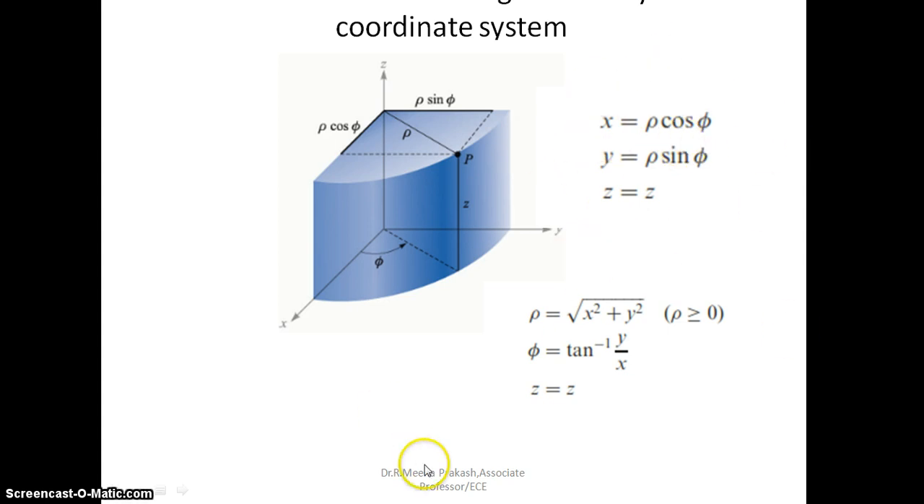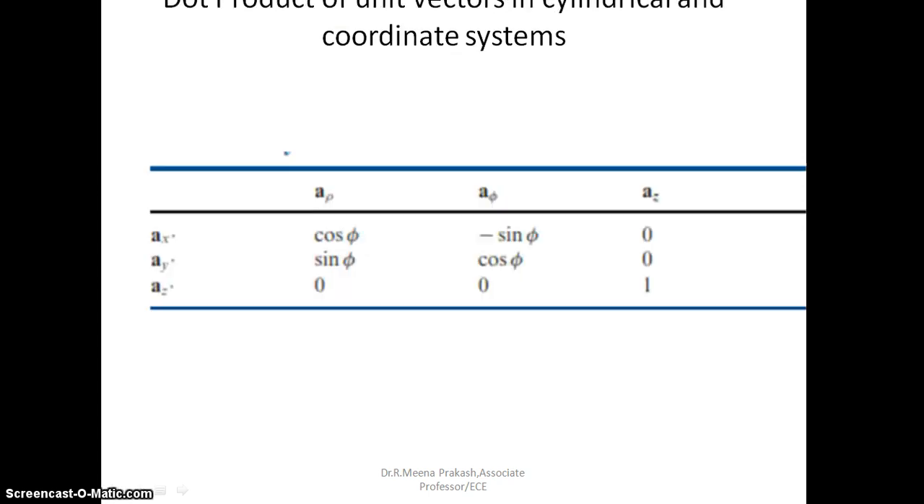When we convert the other way, rho equal to root of x square plus y square, since rho is the diagonal. And phi equal to tan inverse of y by x, opposite side by base, and z equal to z. These formulas we have to remember while converting between rectangular and cylindrical: x equal to rho cos phi, y equal to rho sin phi, z equal to z, rho equal to root of x square plus y square, phi equal to tan inverse of y by x, and z equal to z. This is how we convert between rectangular and cylindrical coordinate systems.